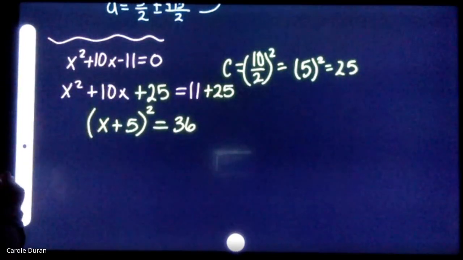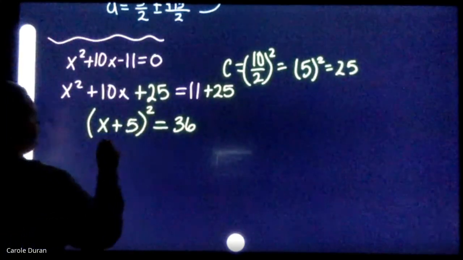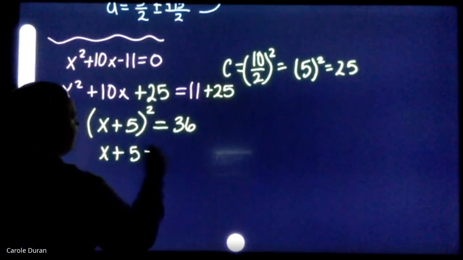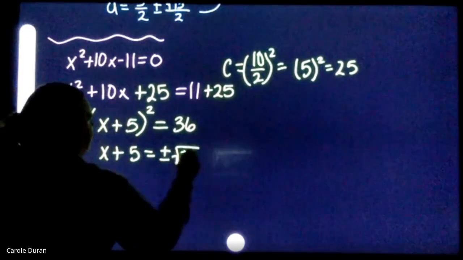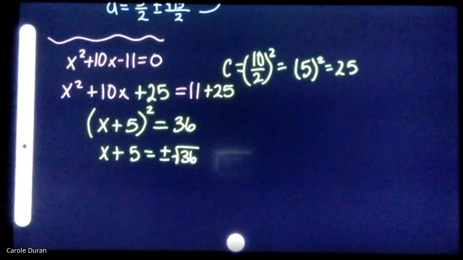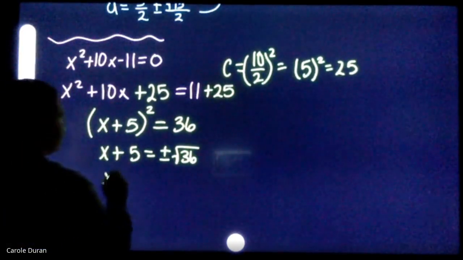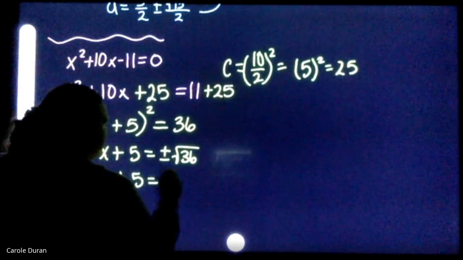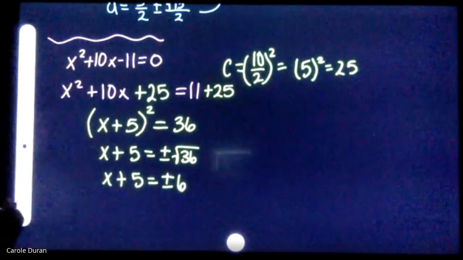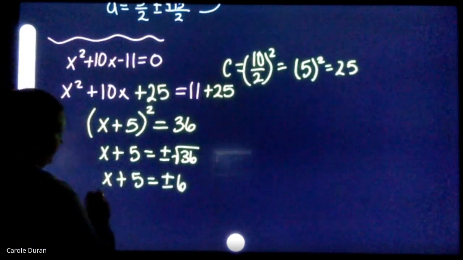Now my goal is to solve for x. So I'm going to square root both sides. When I do, I get x plus 5 is equal to positive and negative square root of 36. Square root of 36 comes out beautifully into 6. So this is x plus 5 equals positive and negative 6. I subtract the 5 over.